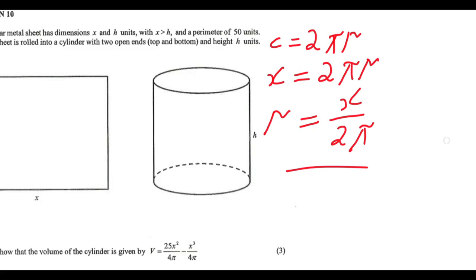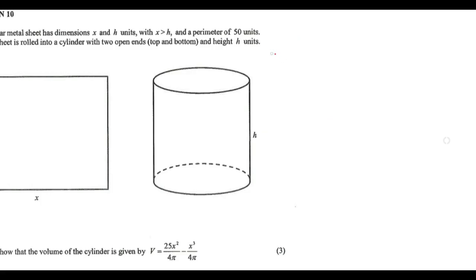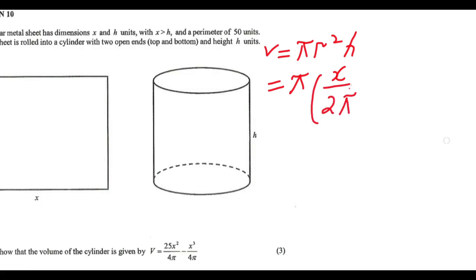Now formulate the volume equation. So the volume is equal to pi r square h. This is the volume of the cylinder. Now we need to substitute the expression for r and h. So pi, r we found earlier, that is x over 2 pi, squared, and h we already found earlier also, 25 minus x.